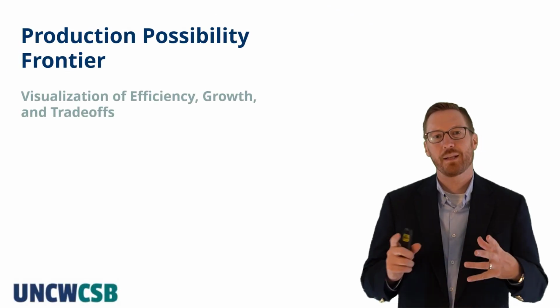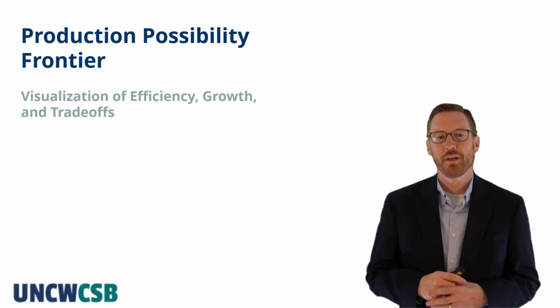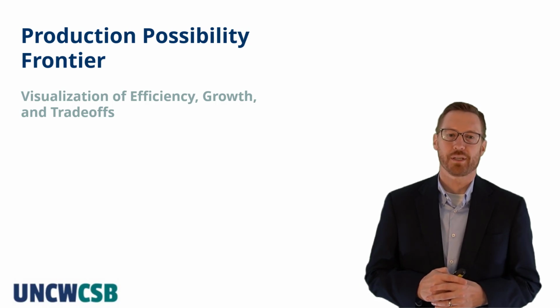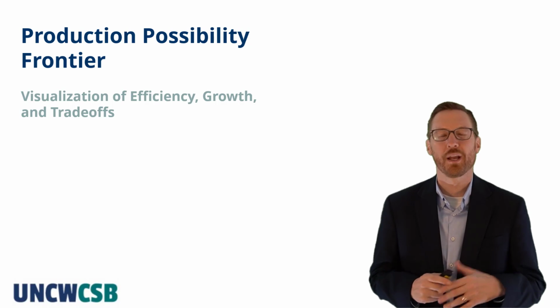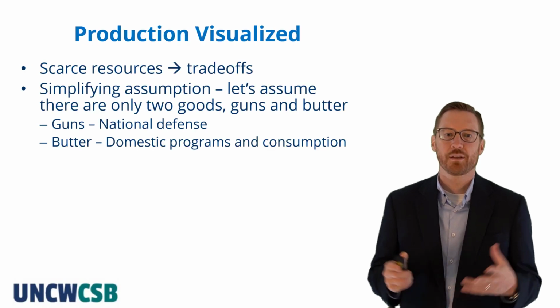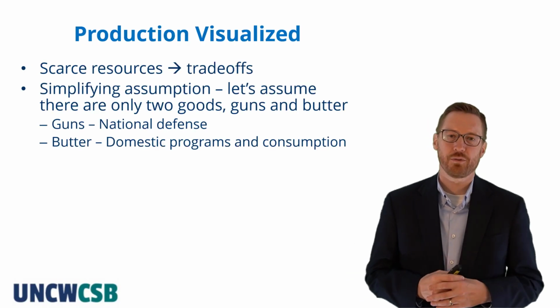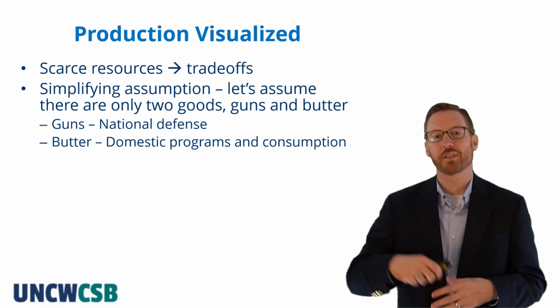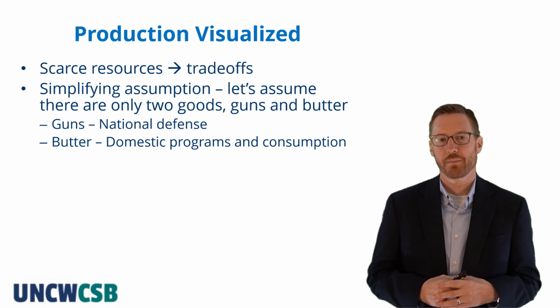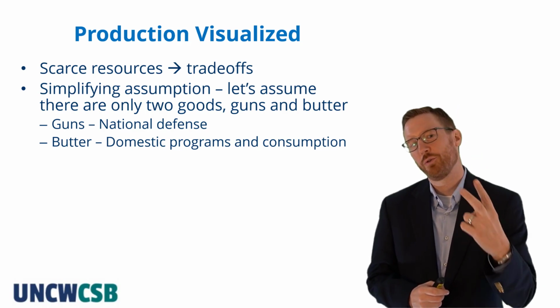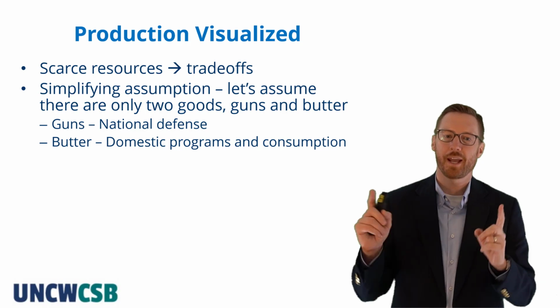Welcome back. Let's talk about an economic model, the production possibility frontier. It's just a visualization of efficiency, growth, and trade-offs. So in economics, we tend to assume that scarce resources lead to trade-offs. Let's make one more assumption. Let's assume that there are only two goods, guns and butter.